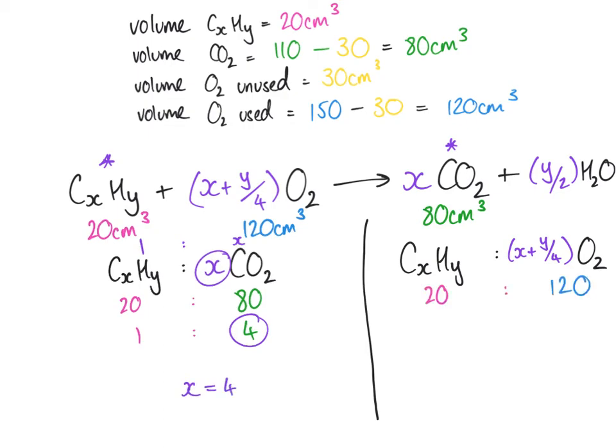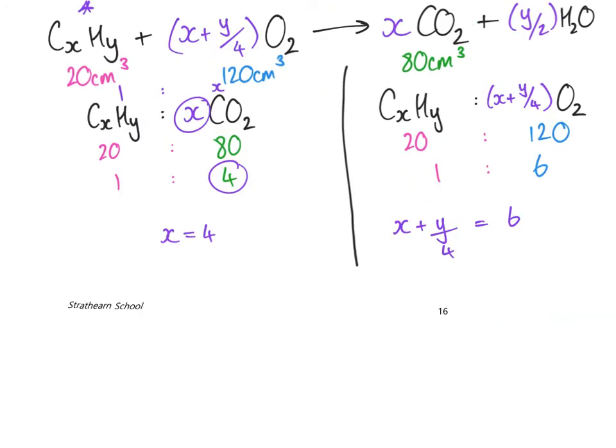We do the same for our hydrocarbon to oxygen, that's the oxygen used, and that is in a ratio of 20 to 120. Simplify that down and you get a ratio of 1 to 6. And what that means is that X plus Y over 4 is equal to 6. So put that into an equation. We know what X is, so we're going to solve for Y.